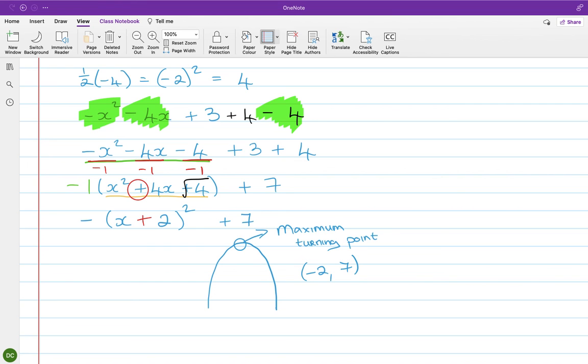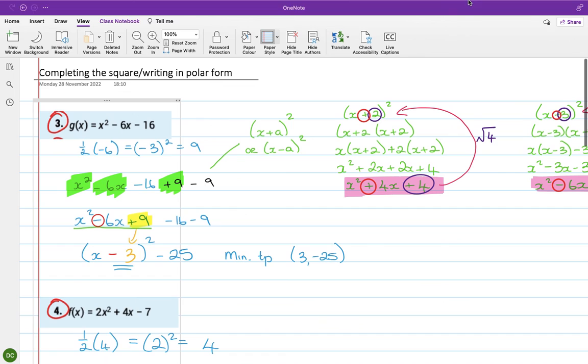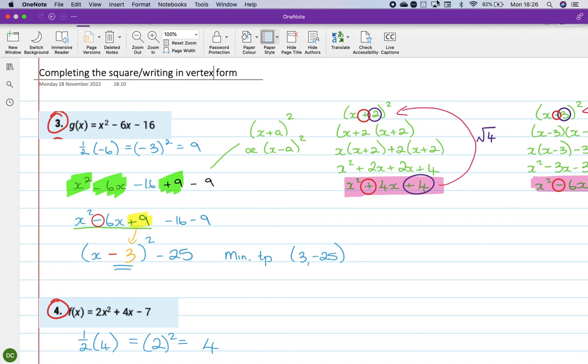Okay, so I know that was a bit glitchy in coming through, but hopefully that made sense. And that's how you complete the square. I don't know if that auto-corrected, sorry. So the question will either say complete the square, or it will say write in vertex form, or it will say find the minimum turning point or the maximum turning point.